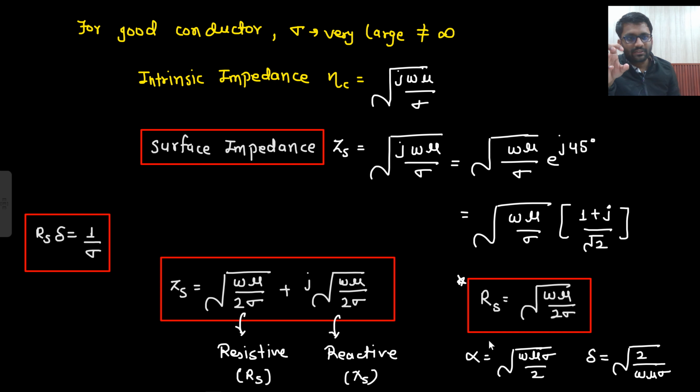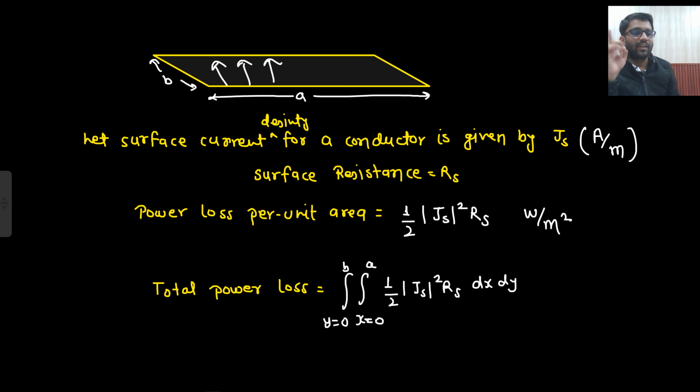If you have the surface resistance, and you are having a surface current as well, that means certainly there will be a power loss. What would that power loss be? 1 by 2 mod of J square into Rs. That would be the power loss per unit surface area. And if you need to find the complete power loss, then you will just integrate with respect to the surface. That's it. Okay, so this is the summary. Within 1 minute you will be able to revise it.